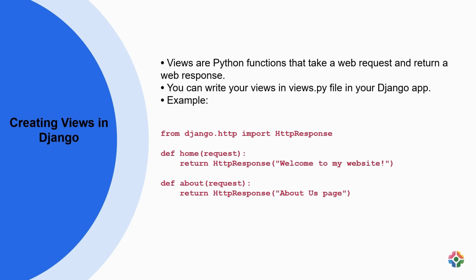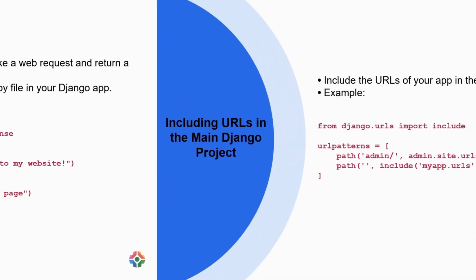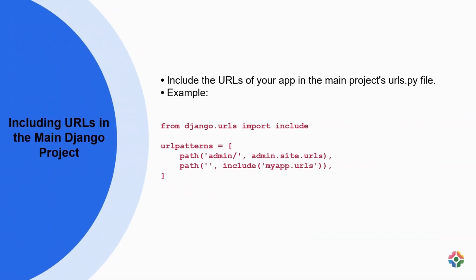By defining views in Django, you can map specific URLs to these functions to handle different user requests and serve appropriate data or pages. This structured approach aids in organizing and separating the processing logic from the URL routing configuration in Django web applications. To include the URLs of your app in the main project's urls.py file, you should import the include function from django.urls and then add a path in the URL patterns list that includes your app's URLs.